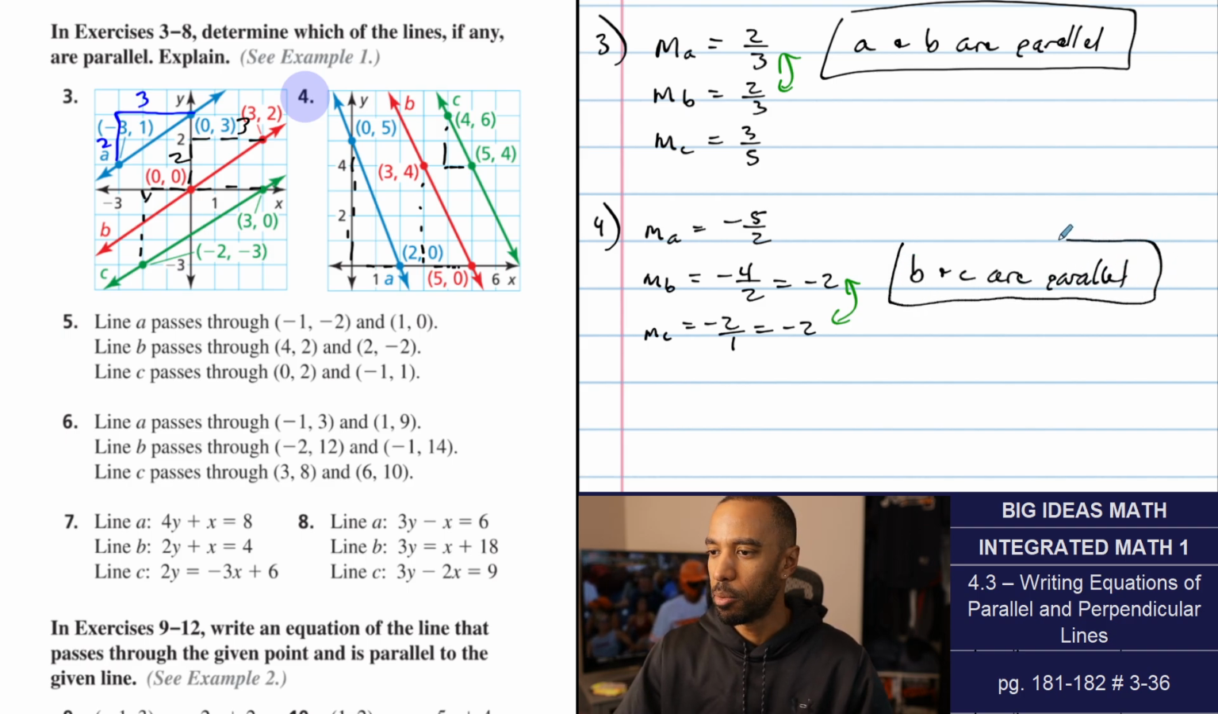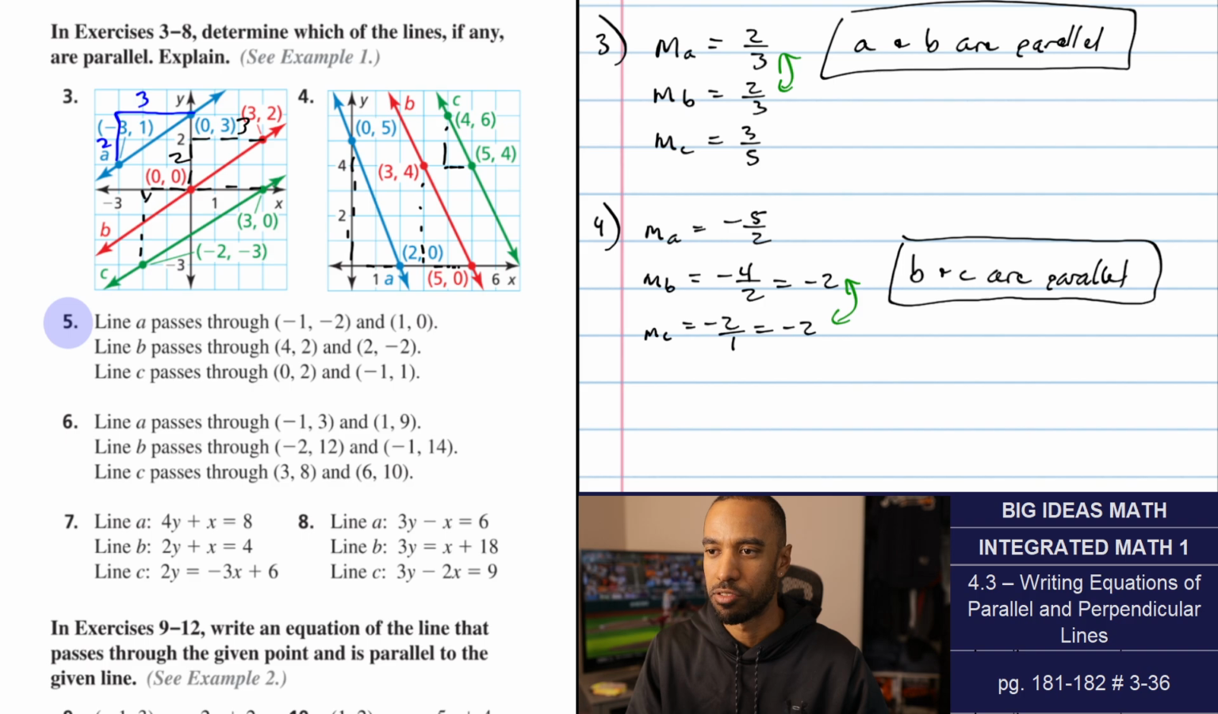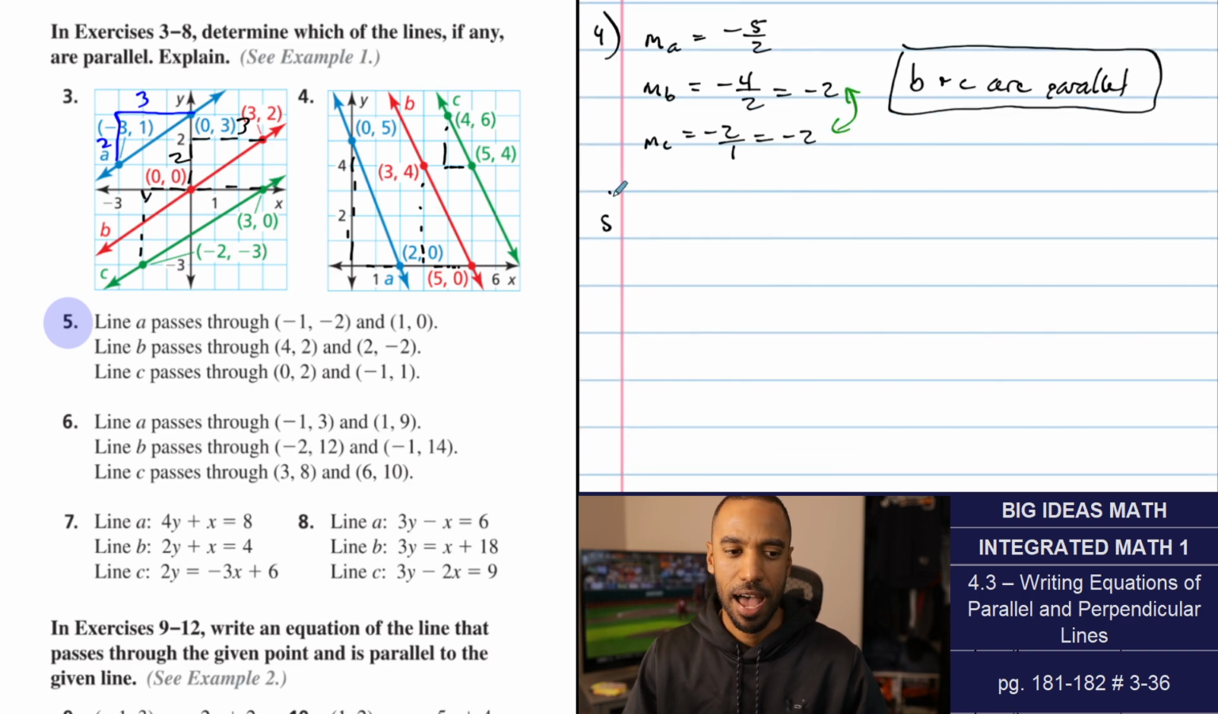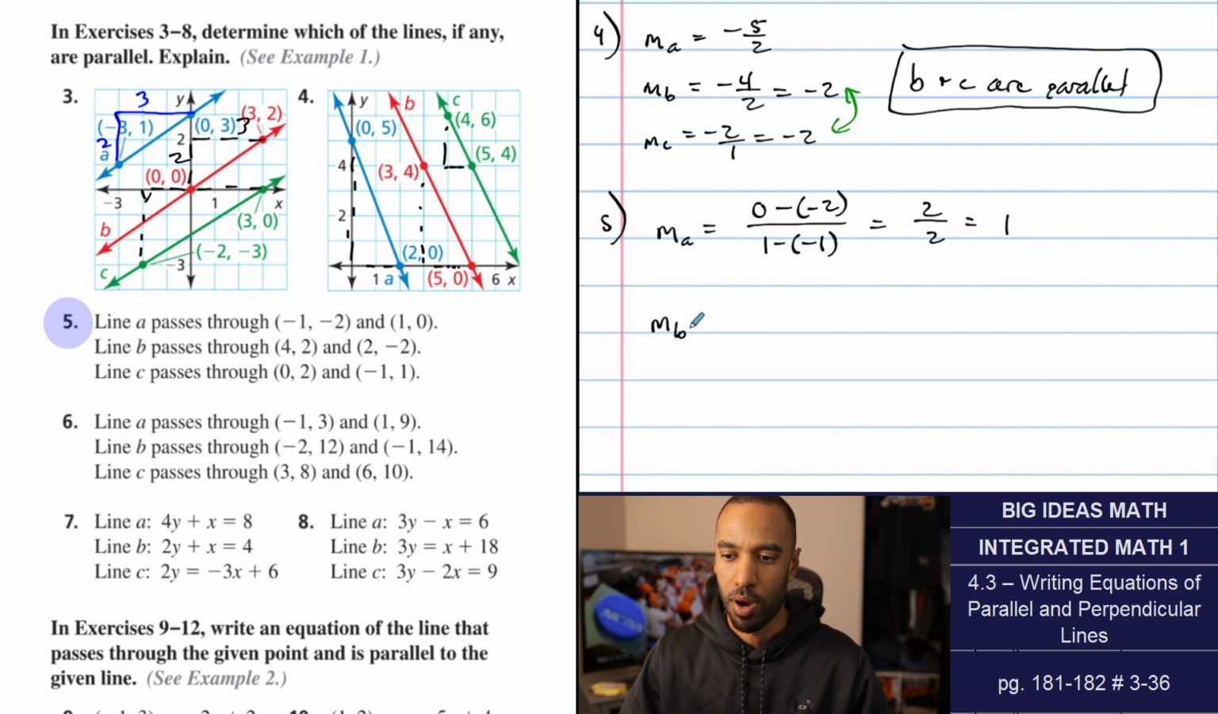Now we go up to number 8, and these next 2 do not have graphs. Well, the next 4 don't, but the next 2 just show the ordered pairs, not the graphs themselves. So number 5, we have line A passing through (-1, -2) and (1, 0). I'm just going to go straight into the slope calculation, though, if that's okay. So I'm still going to work on my y2 minus y1 over x2 minus x1, which is +2 over +2, or 1. So line A has a slope of 1.